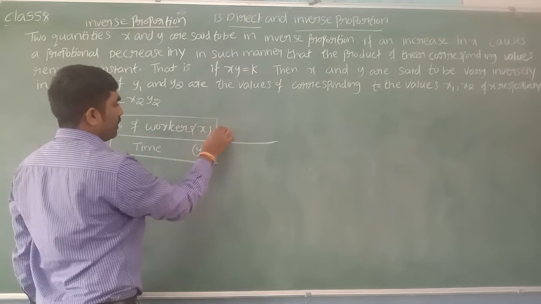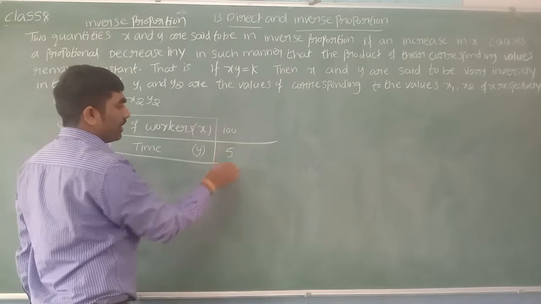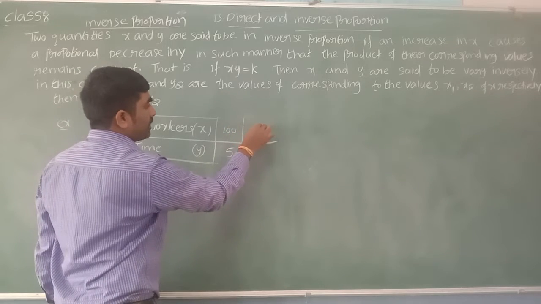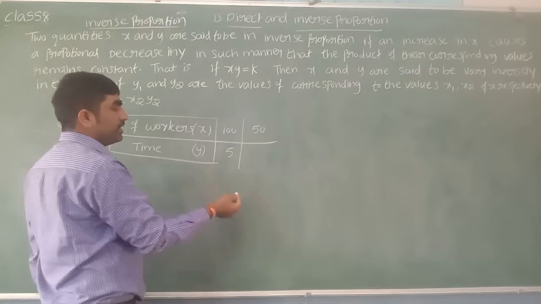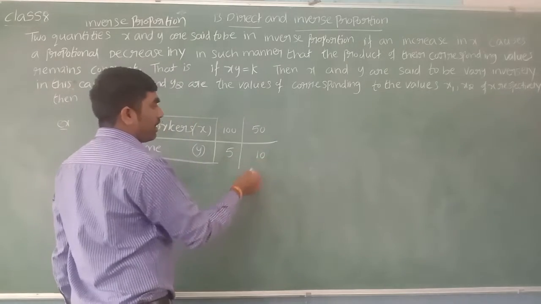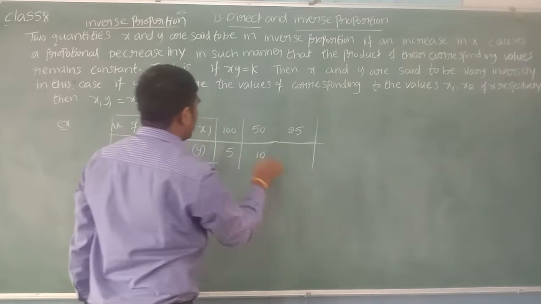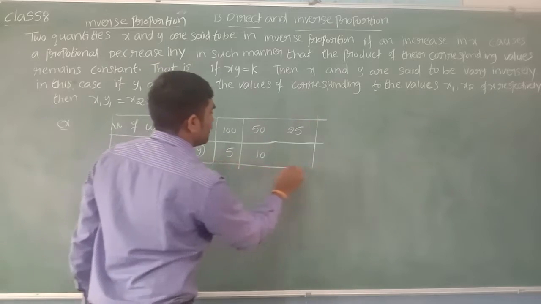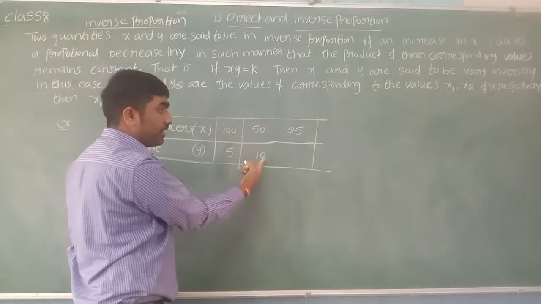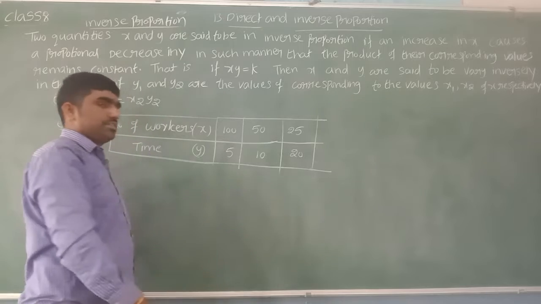Suppose if the number of workers is 100, they will complete the work in 5 days. If the number of workers is 50, they will complete the work in 10 days. If the number of workers is 25, can you tell me how many days they will take? 100, 5 days; 50, double, 10 days; 25 means how many days? They will take 20 days.